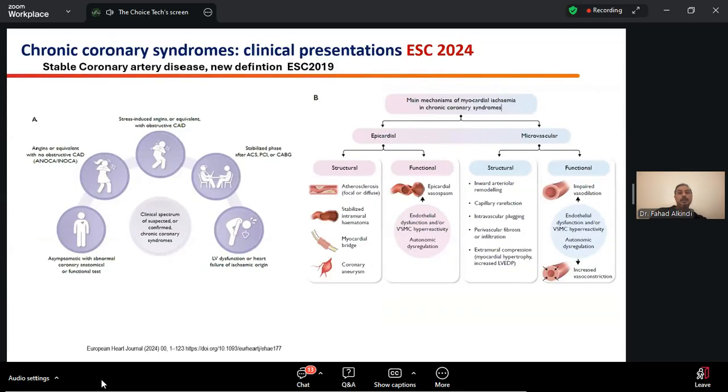That's why in the 2024 European guidelines, they replaced the definition of stable coronary artery disease with chronic coronary syndrome, because it's not just one entity. It's a spectrum of disease where the patient can present in different forms, like our patient with LV dysfunction or stress-induced angina, or a positive stress test with normal coronary angiogram. So they can present in different ways. If we don't think about microvascular dysfunction, these patients can be missed very easily.